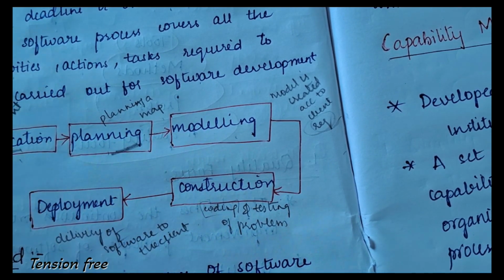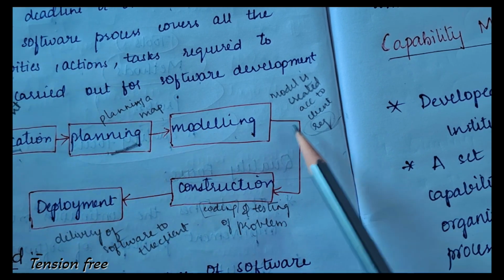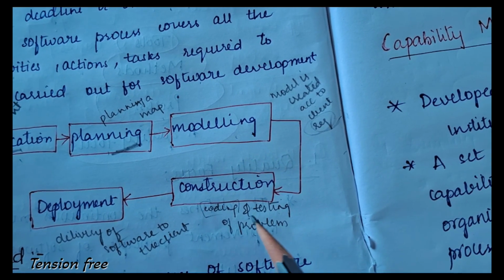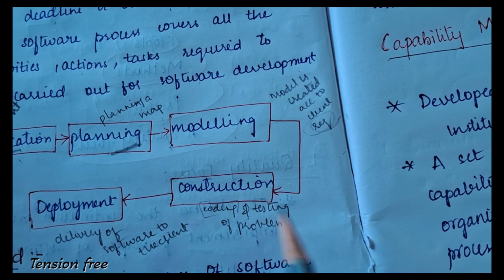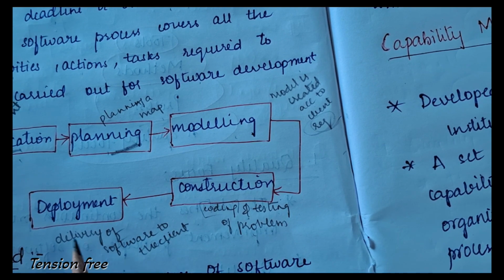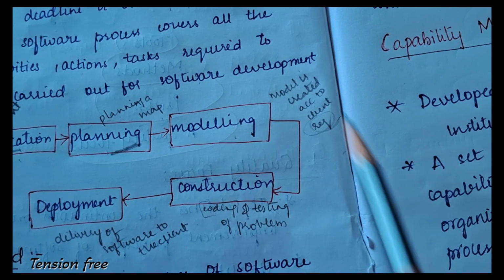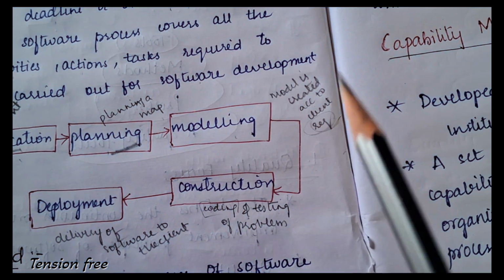We plan them, the model is created, that model is constructed and tested, and all the errors are rectified, and finally we deliver the software to the client. This is what is done in the process layer.